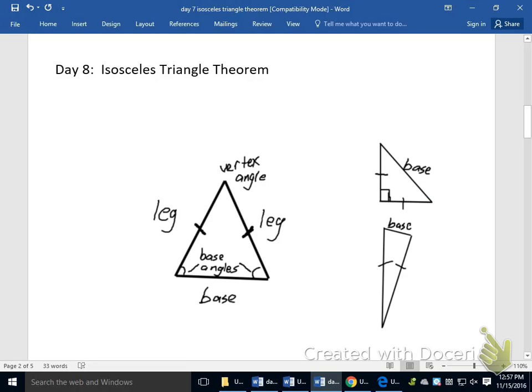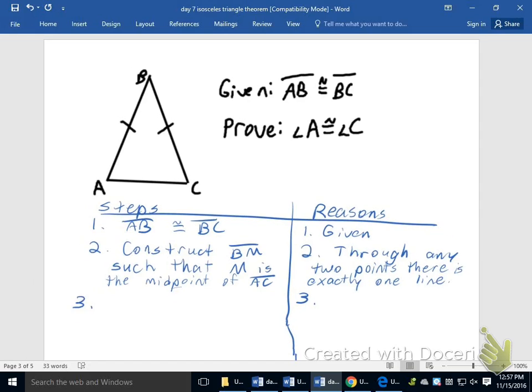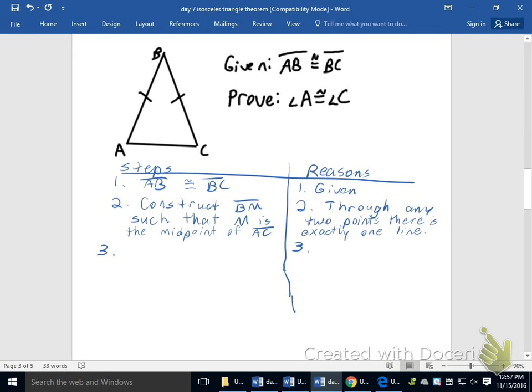Alright, let's go ahead and move right along into our one and only proof today. And that's given an isosceles triangle that segment AB is congruent to segment BC. We're going to prove that angle A is congruent to angle C. Now, this is the other time where I'm going to create an auxiliary line. Something I don't really expect y'all to be able to do in your proofs yet. Y'all just aren't there. But it says construct segment BM such that M is the midpoint of segment AC.